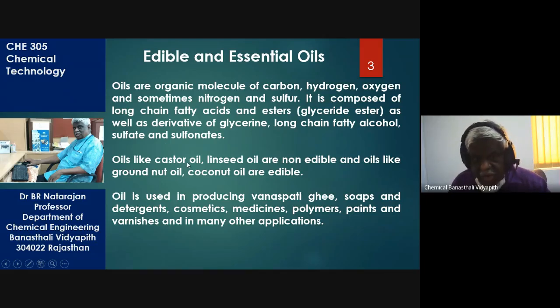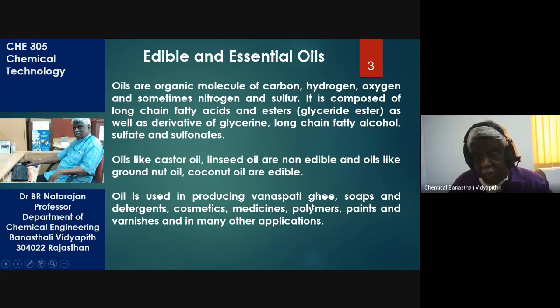Oils like castor oil, linseed oil are non-edible, and oils like groundnut oil, coconut oil, til oil, mustard oil, they are all edible, right? Sunflower oil, all are edible. But castor oil, linseed oil are for industrial application, lubrication, etc., but not for edible cooking purposes.